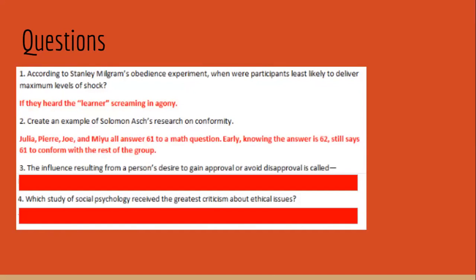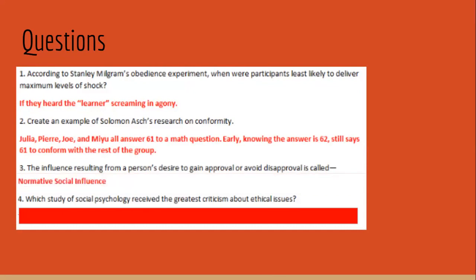Julia, Pierre, Joe, and Mayu all answer 61 to a math question. Earl, knowing the answer is 62, still says 61 to conform with the rest of the group. Have you ever done that in class? You didn't want to be the one person that says something different, and then as it turns out, you were right. The influence resulting from a person's desire to gain approval or avoid disapproval: normative.